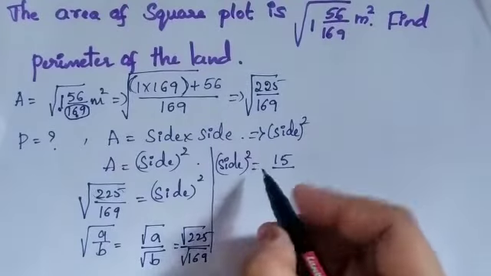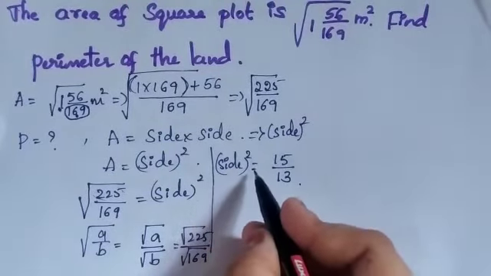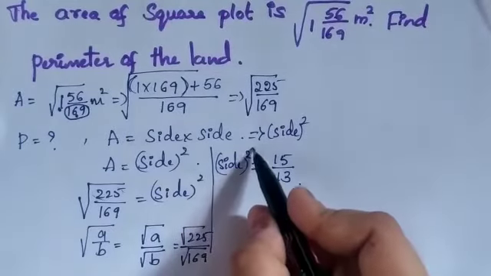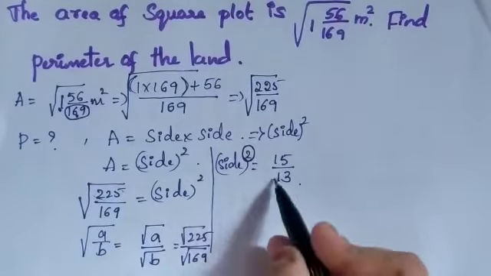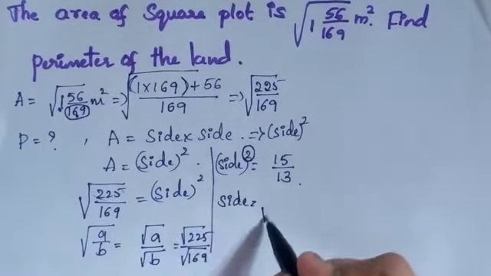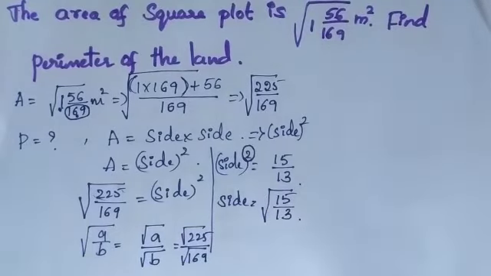Square root of 169? 13. Now side square is equal to 15 divided by 13. Now when this square moves from the left side to the right side, it becomes side is equal to square root of 15 divided by 13. I hope everyone understood this.